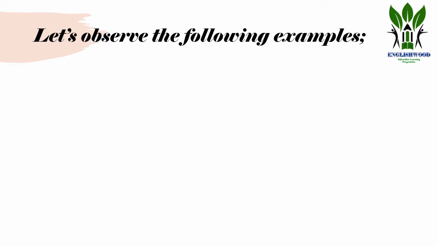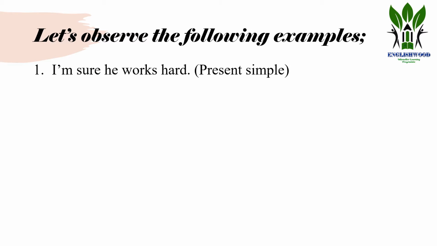Let's observe the following examples. Number 1, I'm sure he works hard. We should know the tense. If we have no clear ideas about the tense, then we have to go back and learn. It's easier to learn tense-wise, though you may not consider tense also. For example, I'm sure he works hard can be written as he must work hard. उसले पक्कै पनि कडा मेहनत गर्नुपर्छ, गरेको हुनुपर्छ. It's like that.